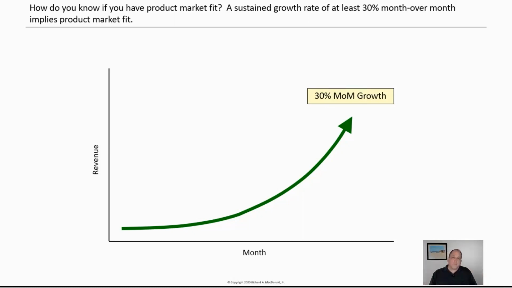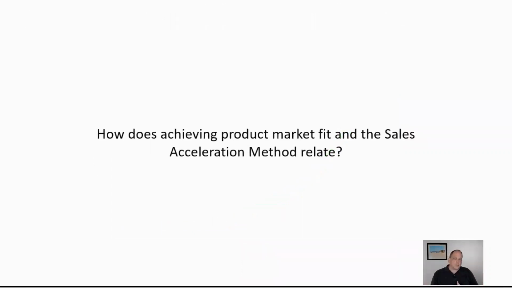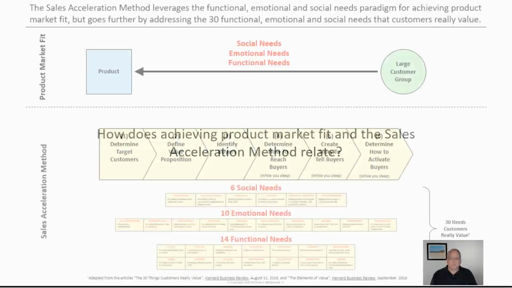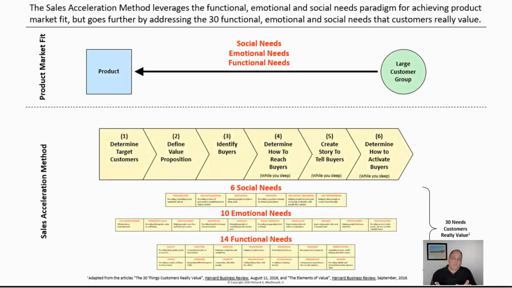So 30% sustained month over month growth is what would start to indicate that we're really onto something with this new product that this startup has created, and we're on our way. So this last question that I posed at the beginning for our lecture today, how does achieving product market fit and the sales acceleration method relate? Well, they relate in this very powerful way, where I started to identify with you all the need to have a perspective of the customer and then look back at your product as what my customer is hiring my product to do and does it meet not only the functional needs, but the emotional and social needs as well.